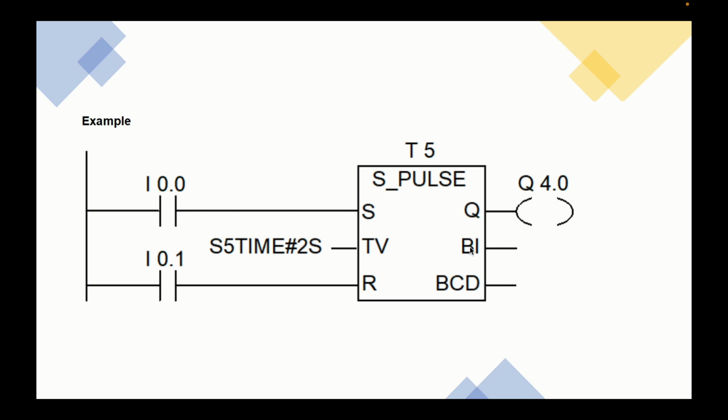BI is your remaining timing. For example, if you enter here 10 seconds, what is your remaining timing after you start your timer? If you give 10 seconds, after 5 seconds the remaining is 5 seconds, so it will display in the integer format, that is 5 seconds. And the remaining timing will again display here in the BCD format. Both are the same. Here is the integer format and here is the BCD format. That is the only difference. This is your output. This T5 is your timer address. If you are using multiple timers, T0 is your first timer, T1, T2, T3, T4, T5, up to 256 timers you can use in S7 PLC.